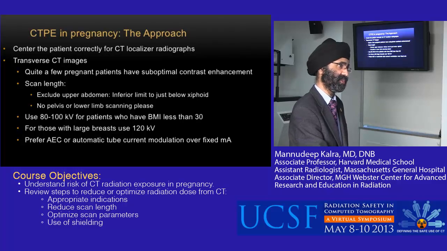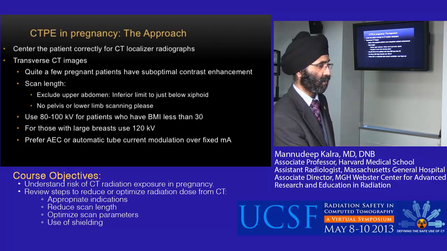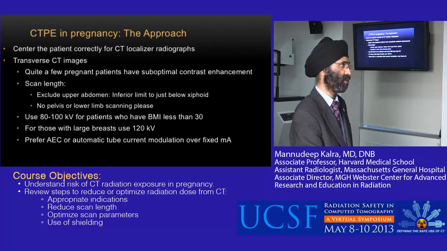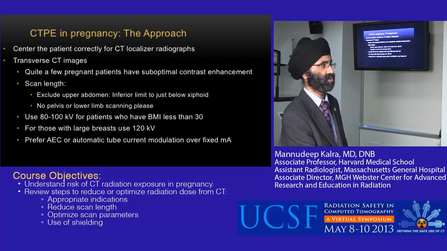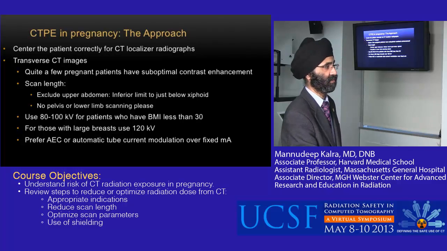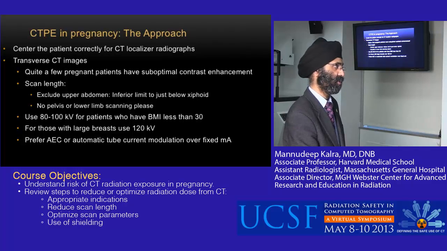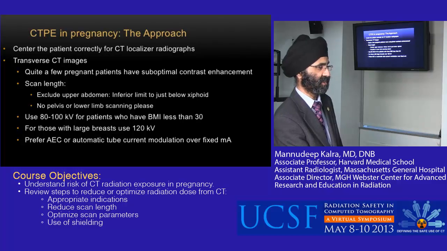Now, the breasts do enlarge in pregnant patients, and that can increase the chest thickness. So it's important that we take that into account, and some of the newer automatic kV selection techniques will help to decide what should be the appropriate kV, but when possible, we should try to do it at 80 to 100 kV, because that would reduce the dose by anywhere from 30 to 70%. And as we learned before, we should prefer the automatic exposure control technique or automatic tube current modulation technique over fixed mA, so that the dose adjustment to the patient's size can happen.